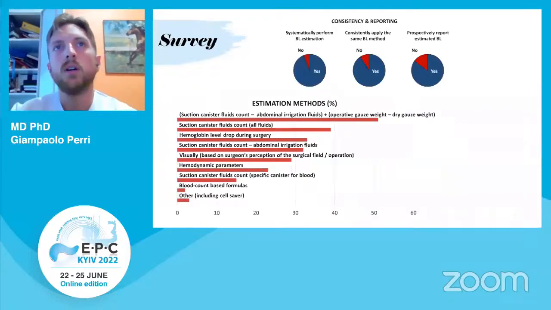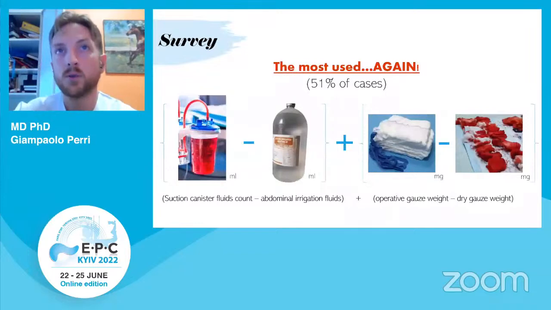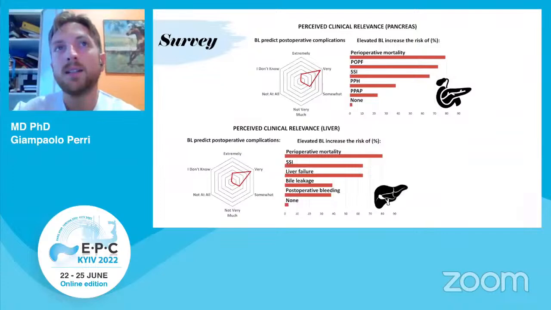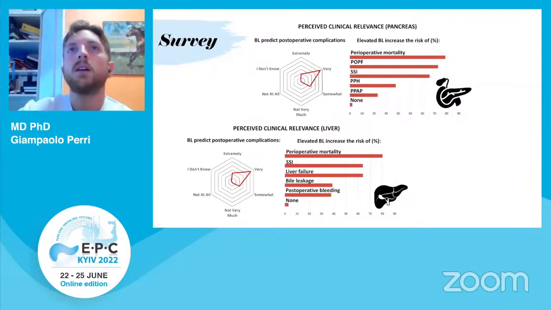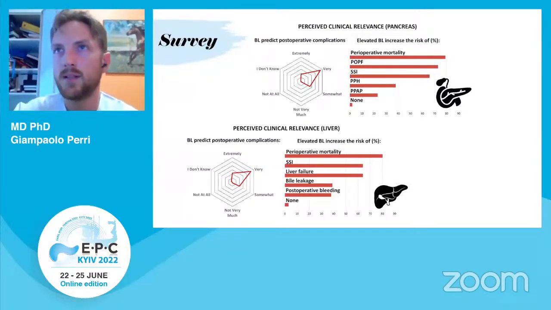Regarding the survey, the majority of HPB surgeons systematically performed blood loss estimation. However, all 9 different methods were also found in practice in the survey. The most frequently used one was, again, the same as in the review. But despite this scattered practice among HPB surgeons, the majority of surgeons perceived blood loss as a strong clinical predictor of postoperative complications in both pancreatic and liver resections.